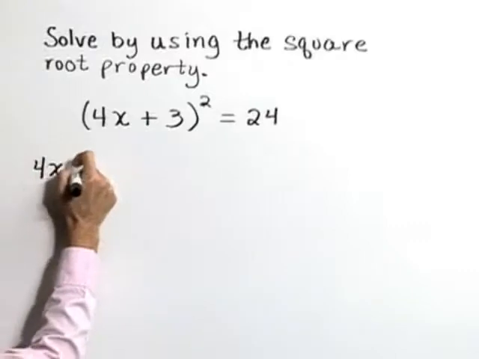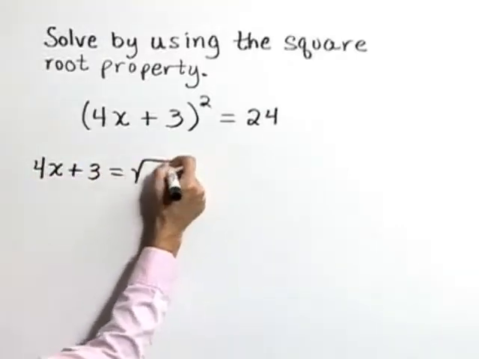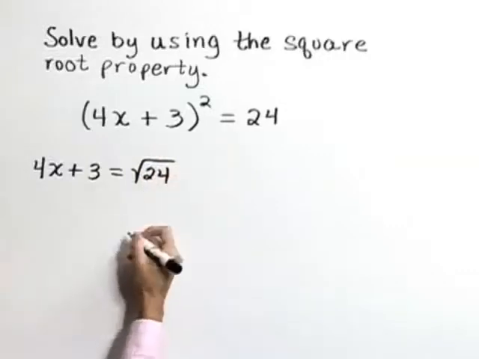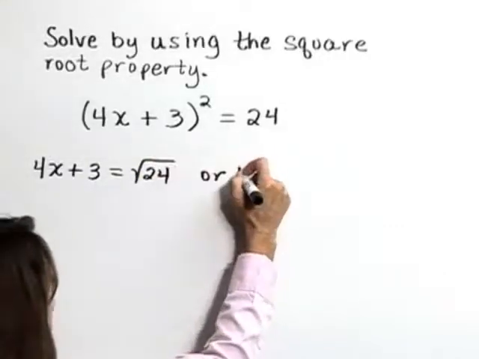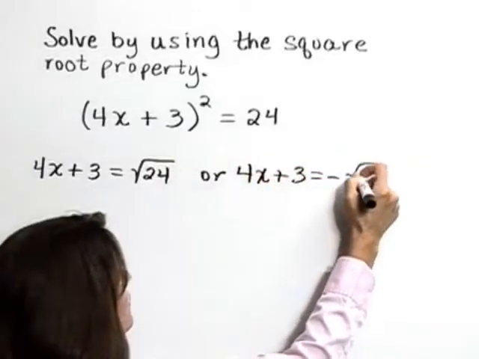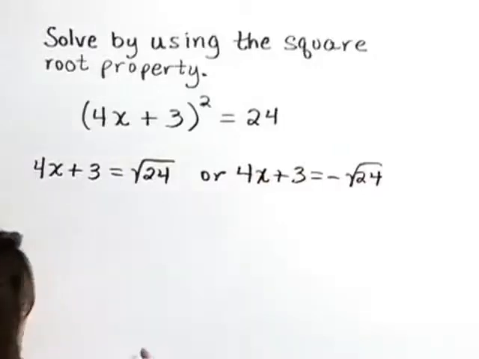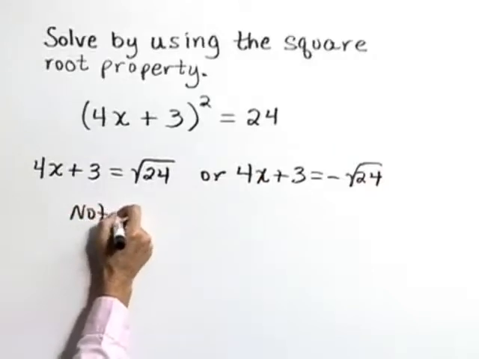So 4x plus 3 on the left is equal to the positive square root of 24, or taking the square root on the left, 4x plus 3 is equal to the negative of the square root of 24, considering both roots.